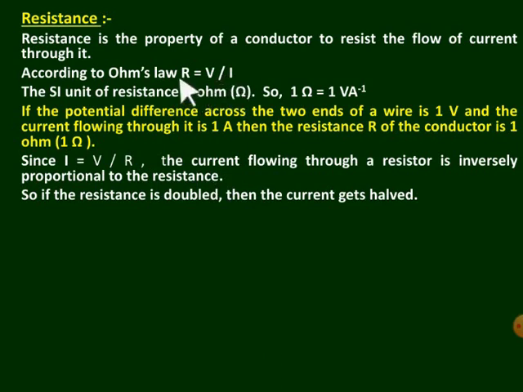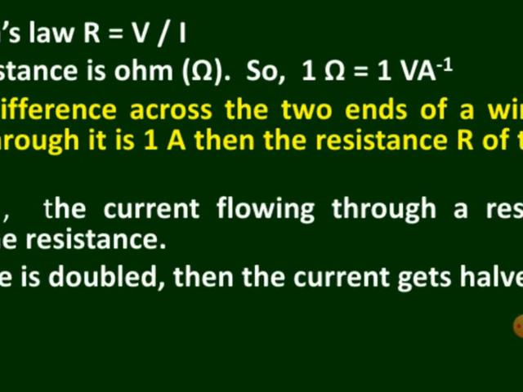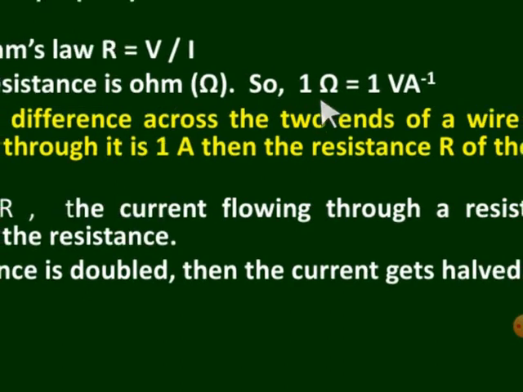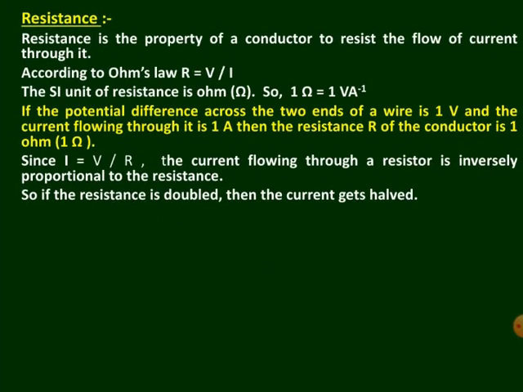So according to Ohm's law, V is equal to IR. When you cross multiply it, your R will be equal to V divided by I. So the SI unit of resistance is what? Ohm, and it is denoted by omega like this. Got it? Omega. So 1 ohm will be equivalent to 1 volt per ampere, since the SI unit of potential difference is volt and the SI unit of current is ampere.